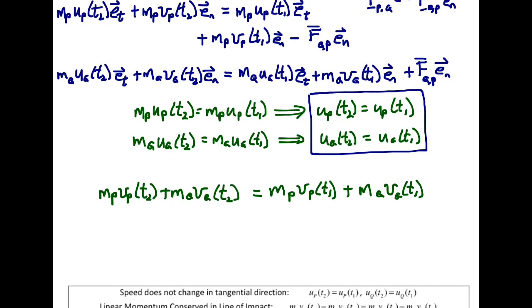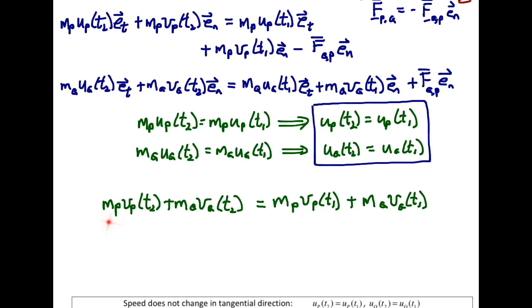If we write that out, it looks like this: we have the mass of P multiplied times the speed of P along the line of impact at time 2, plus the mass of Q times the speed of Q along the line of impact at time 2, is equal to the mass of P times the speed of P at time 1, plus the mass of Q times the speed of Q at time 1. All this is along the line of impact, or we can say along the EN direction, whereas these other expressions are in the E sub t direction, the tangential direction.